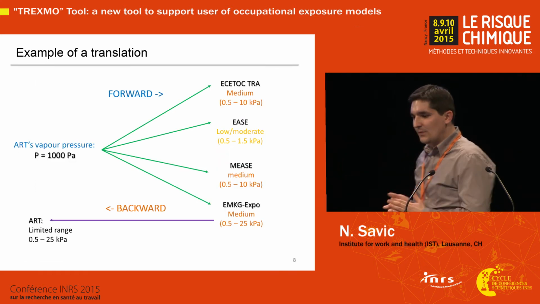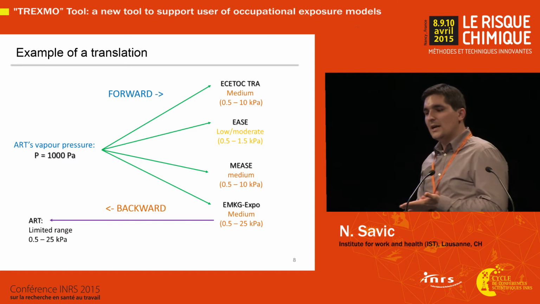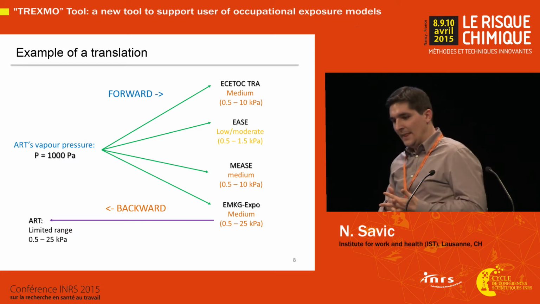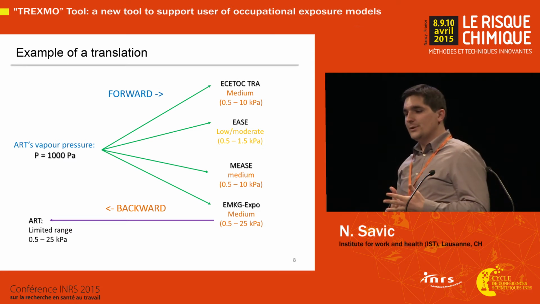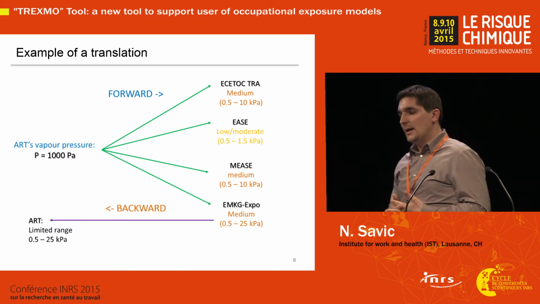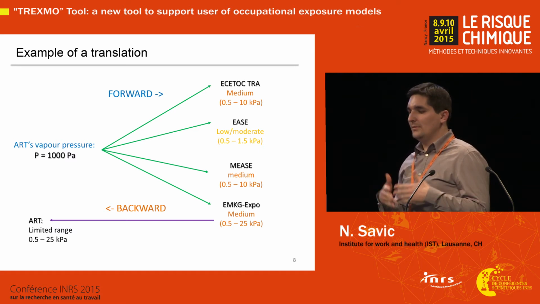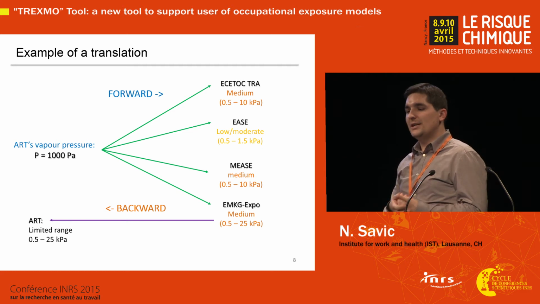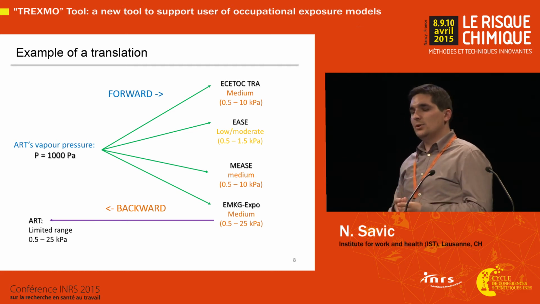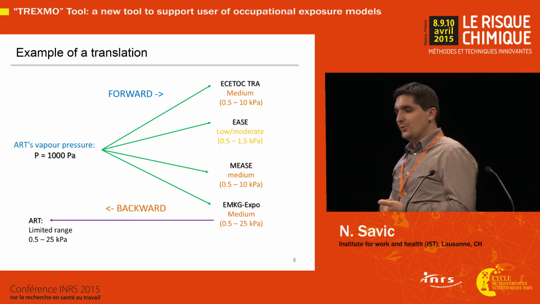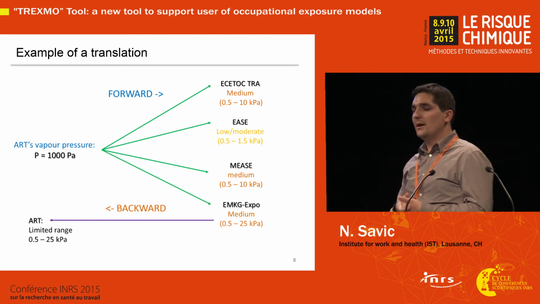Here's one example of what it actually means. This is a simple example. If the user enters the value 1000 pascals in RT, he will be suggested the most appropriate vapor pressure range used in the other 5 models.